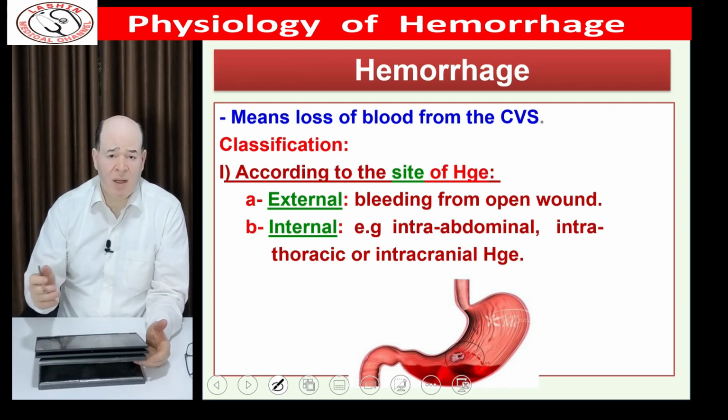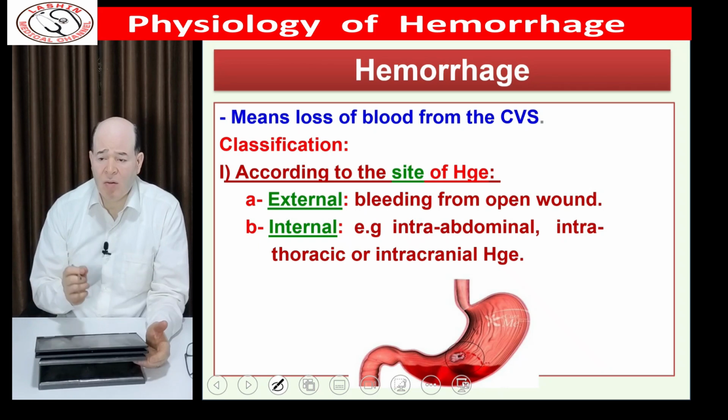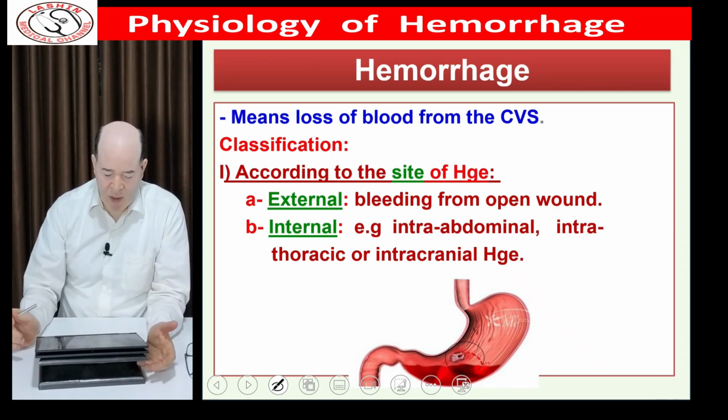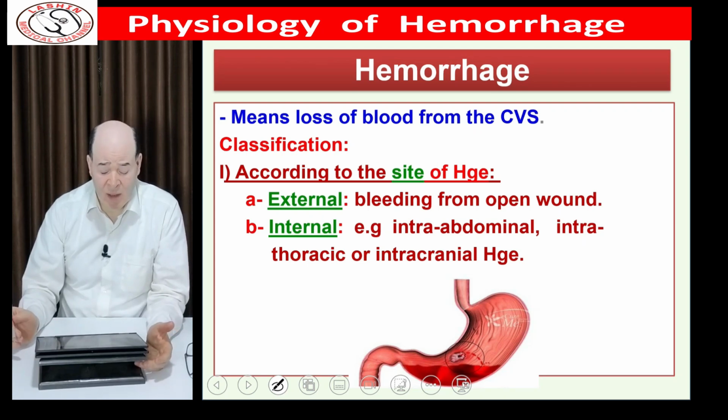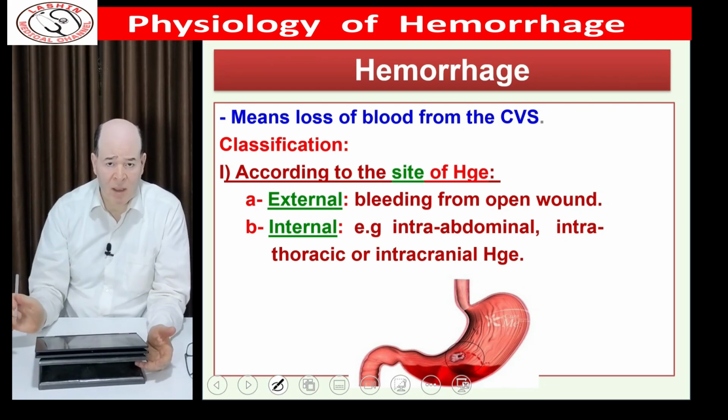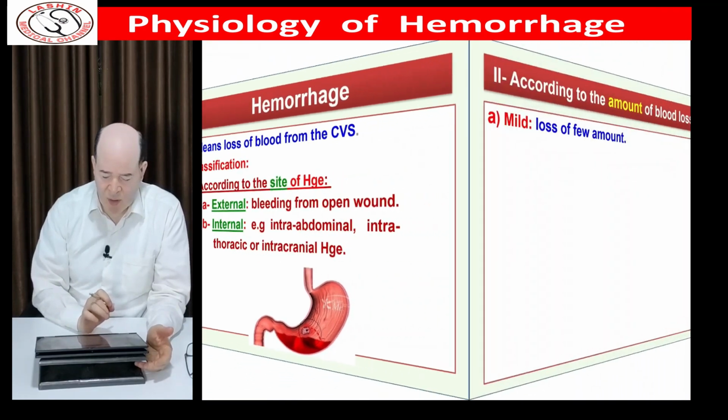Hemorrhage can be classified by many methods according to the science that studies hemorrhage. We can classify hemorrhage according to its site into external hemorrhage and internal hemorrhage. Internal hemorrhage is not seen. It is inside our body cavities, inside the stomach, inside the intestine, inside the peritoneum, inside the brain, intracranial hemorrhage, and so on, and it is a serious type of hemorrhage.